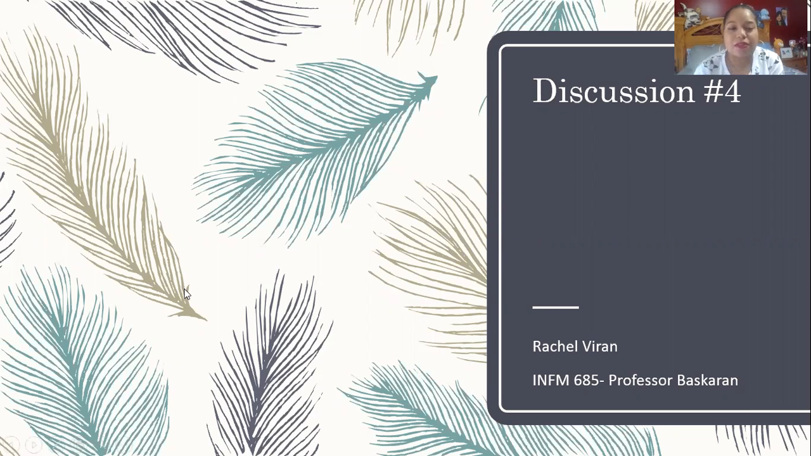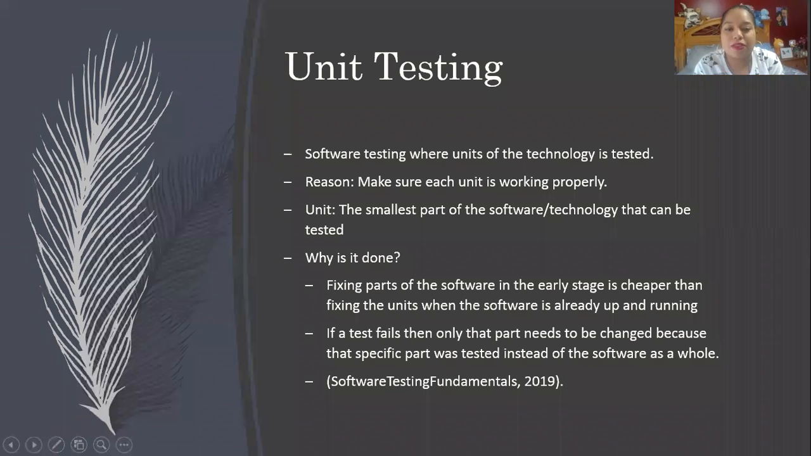This week we had several topics to talk about. The first topic is unit testing, and unit testing is software testing where units of the technology are tested. This is done to make sure that each unit is working. But what is a unit? A unit is the smallest part of the software or technology that can be tested. And why is it done?